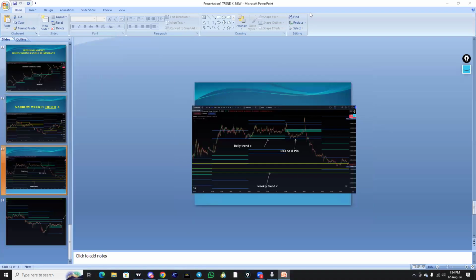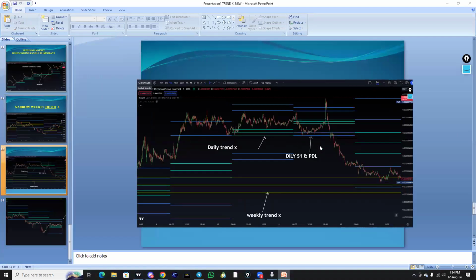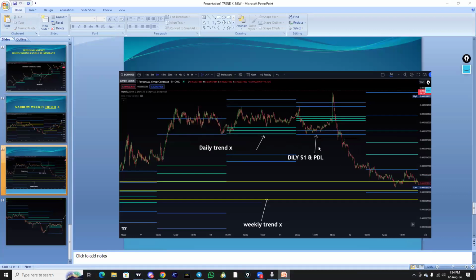Okay, see guys, I'm just showing you the Trendex chart. When it comes to long positions, we have two areas that we are looking at. Just try to understand, and ignore this spelling. This is a weekly Trendex, correct? Now, first we are looking for long positions from a daily Trendex. If the candles are coming down, we are looking for long positions from this area. This is the previous day low and S1.